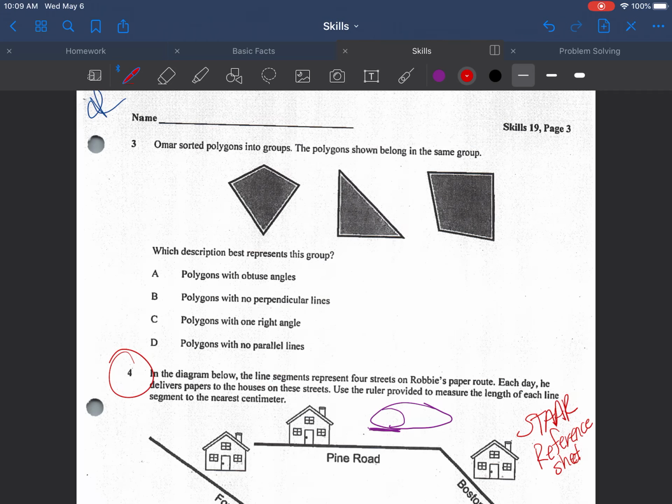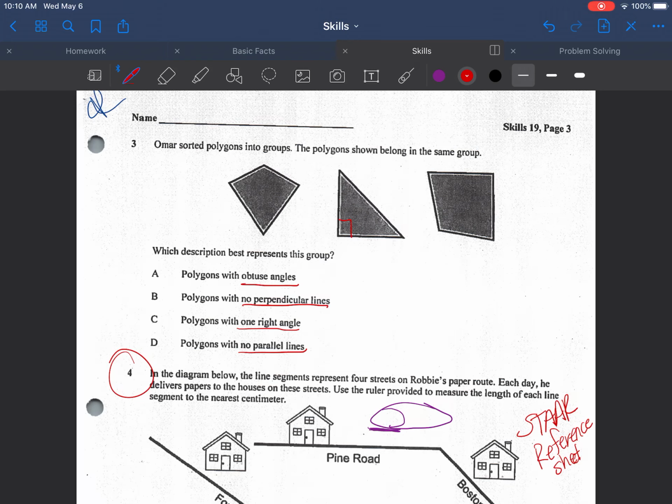So I'm going to do number 3. It says, Omar sorted polygons into 3 groups. The polygons shown below belong in the same group. Which description best represents this group? A. Polygons with obtuse angles. B, polygons with no perpendicular lines. C, polygons with one right angle. D, polygons with no parallel lines.